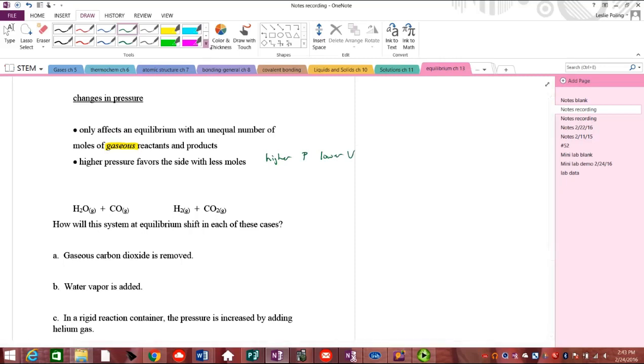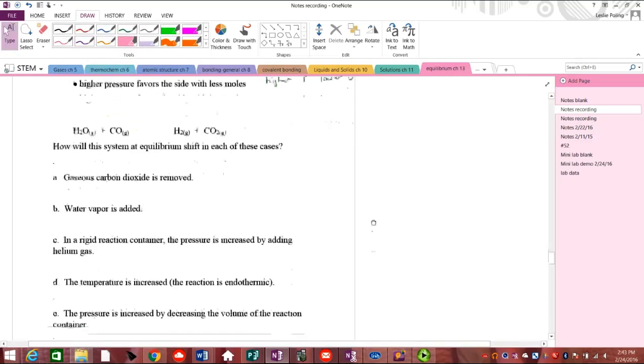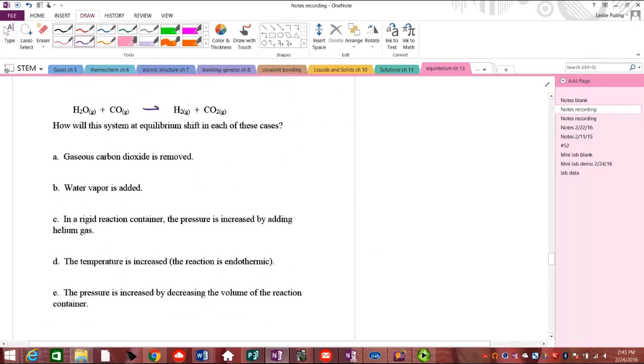So if we look at some examples here, we have this reaction right here. Okay, if we remove CO2, that's being taken out, we're going to shift to the right. If water vapor right here is added, we're adding a reactant, so we're going to shift to the right. If the pressure is increased by adding helium gas, we're going to have no change.